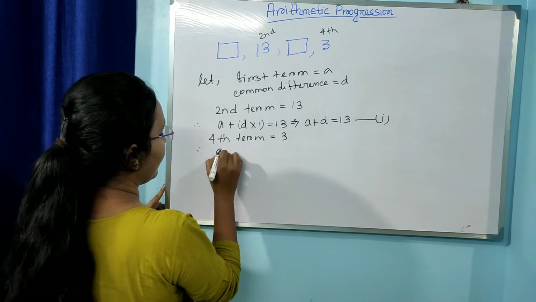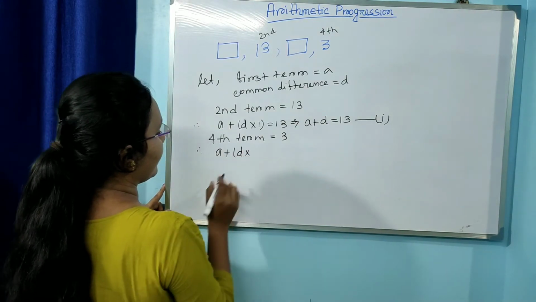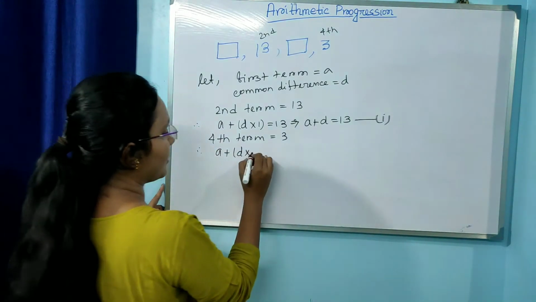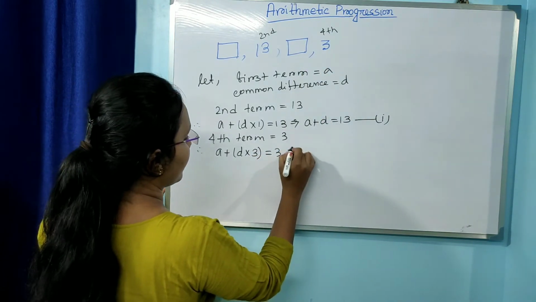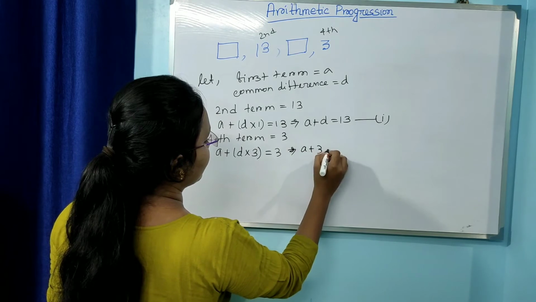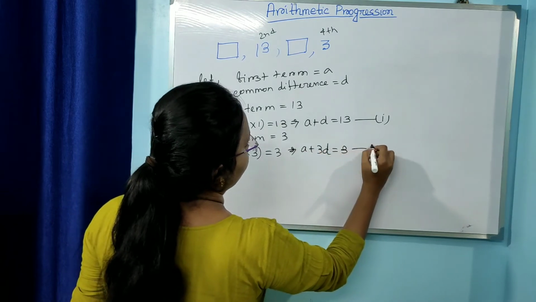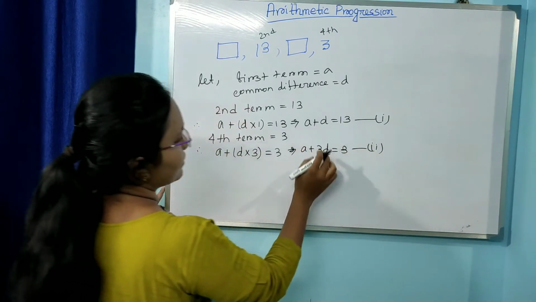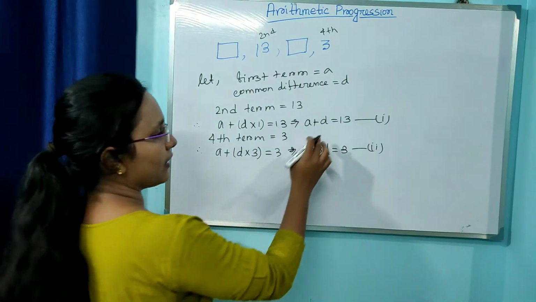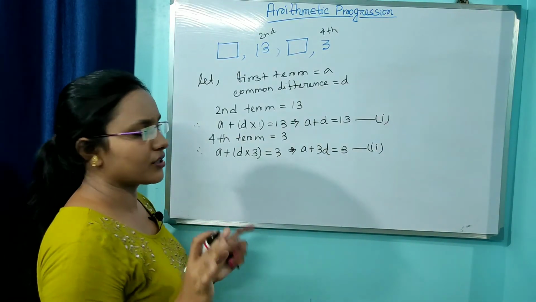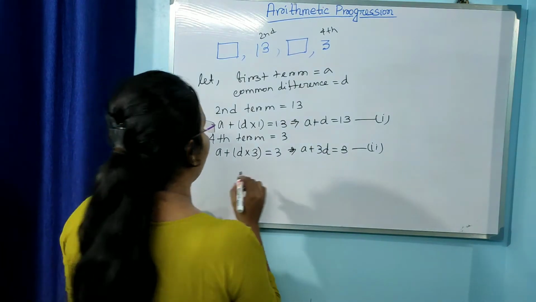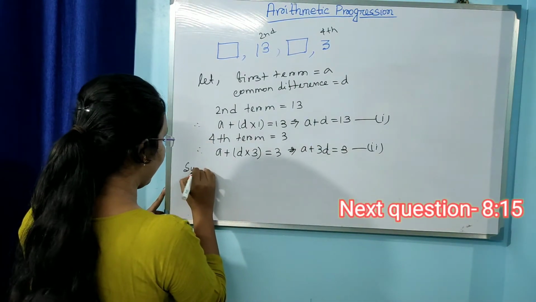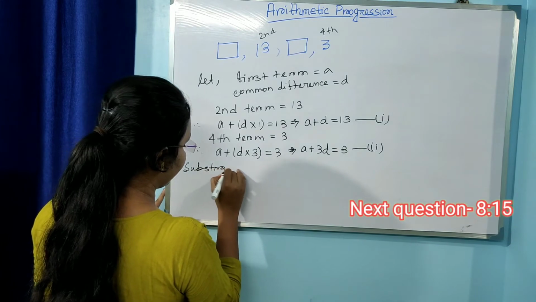So it will be A plus D into 4, so it will be decreased by 1, that is 3, equals to what? 3. So it will give us A plus 3D equals 3. So these are two equations, and you can solve it by any method like elimination, substitution, whatever, because these are linear equations, right?